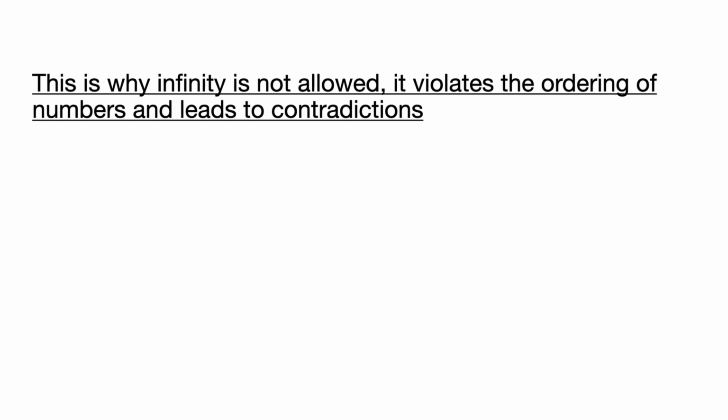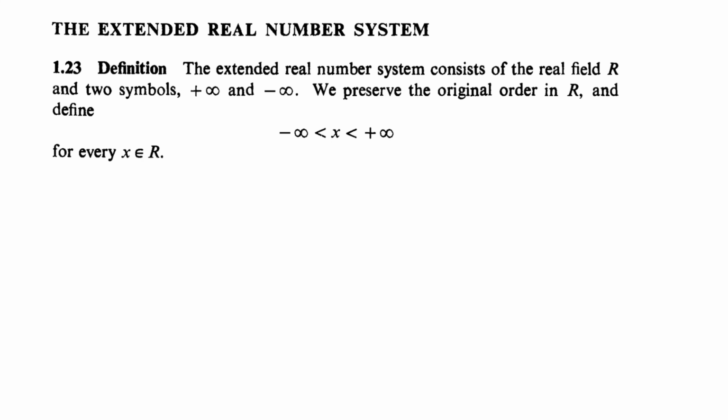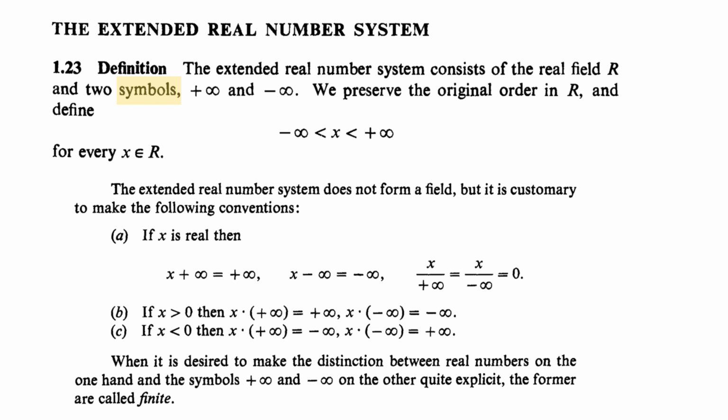And this is why analysts like Walter Rudin, whose work perhaps makes him the most famous analyst of the past century, are very careful to define infinity as a symbol. So here's work from baby Rudin. He defines the extended real number system as the field R with two symbols, plus and minus infinity, so not even defining them as numbers, but as symbols, and saying, look, the extended real number system does not form a field, but it's customary to make the following conventions, and when desired, to make a distinction between real numbers on one hand and symbols on the other, with the implication being that infinity is not a number.